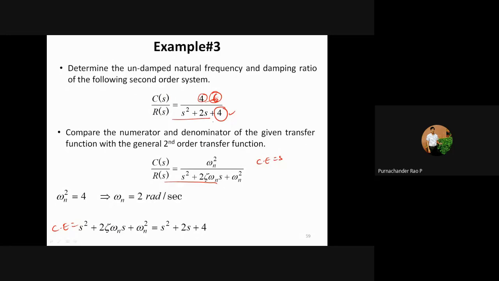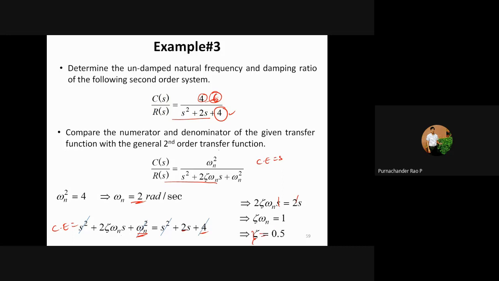Comparing the characteristic equation, omega n square is equal to 4 and 2 zeta omega n is equal to 2. Therefore 2 zeta omega n into s is equal to 2s, so zeta omega n is equal to 1. Already we know that omega n is equal to 2. So zeta is equal to 0.5.